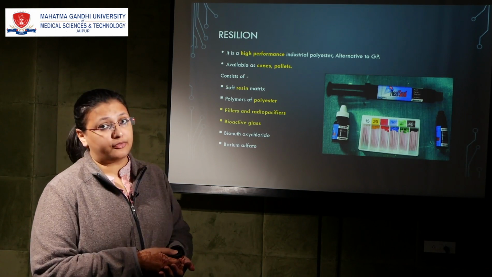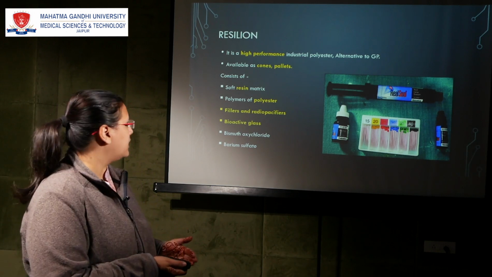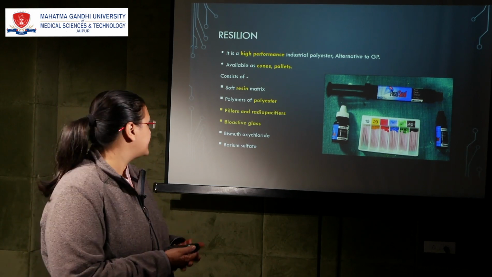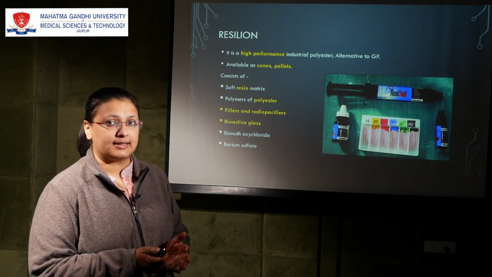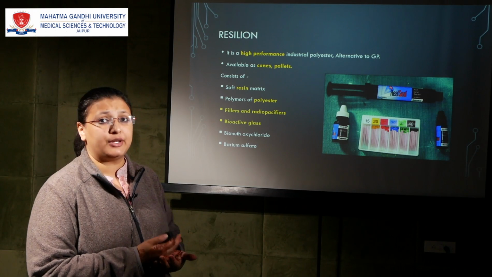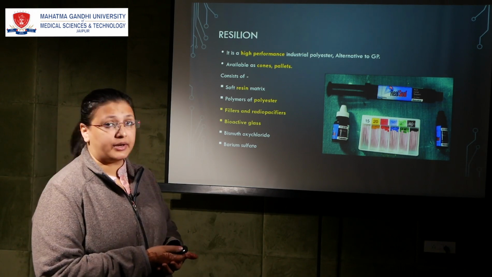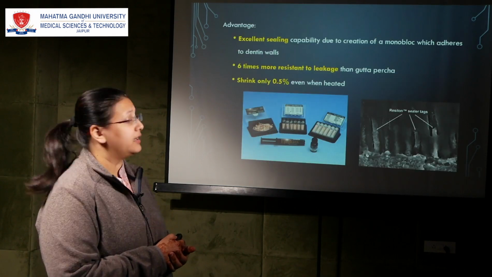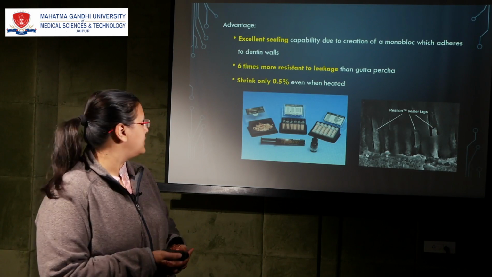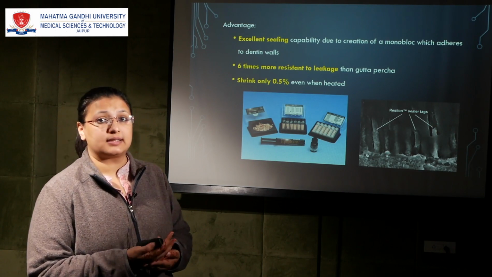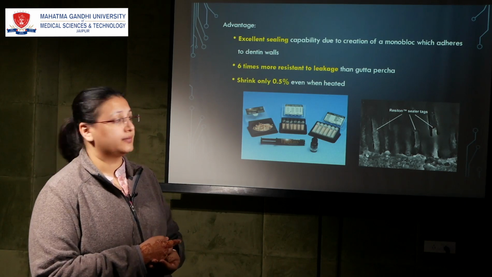Resilon, it is a high performance industrial polyester which is also used as an alternative to guttapercha. It is available as cones or pellets. It consists of soft resin matrix, polymers of polyesters, fillers and radiopacifiers, bioactive glass, bismuth oxychloride and barium sulfate. The advantages are excellent sealing characteristics due to creation of monoblocks. It is 6 times more resistant to shrinkage and shrinks only 0.5% when heated.